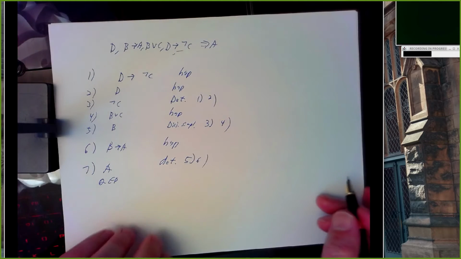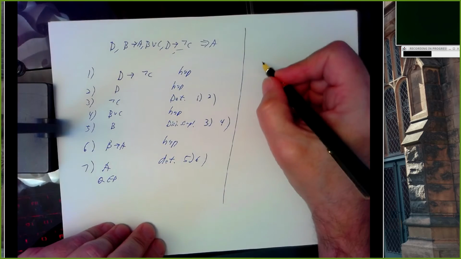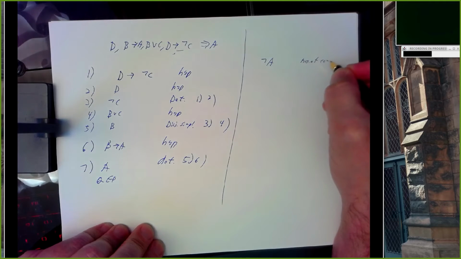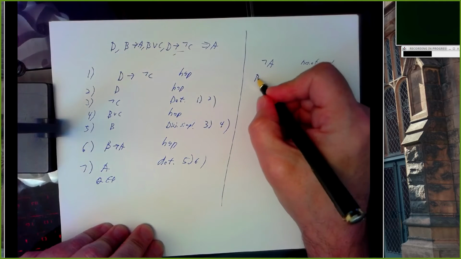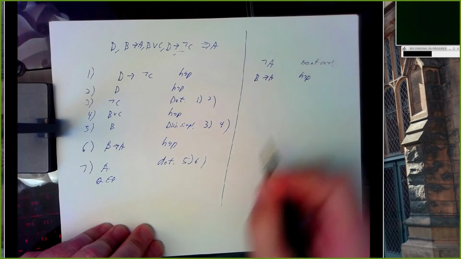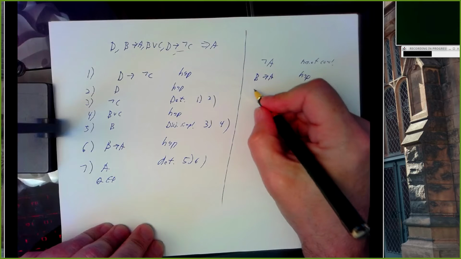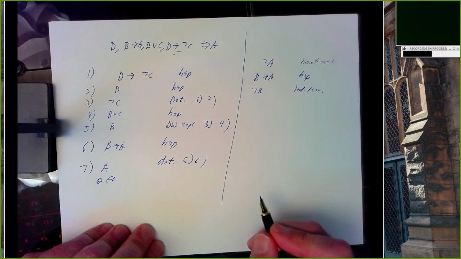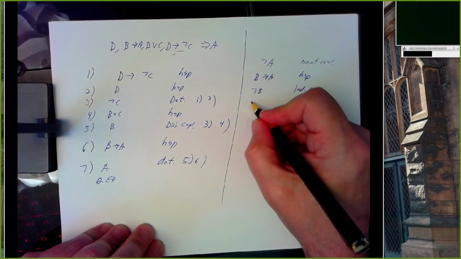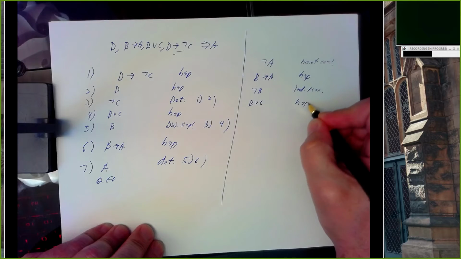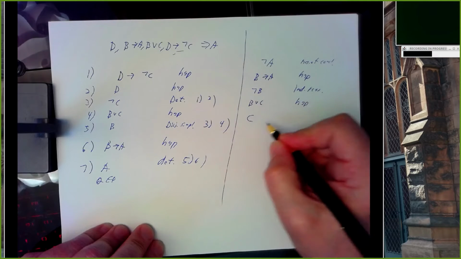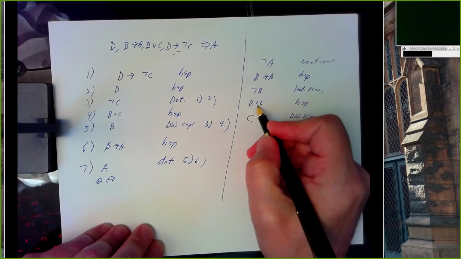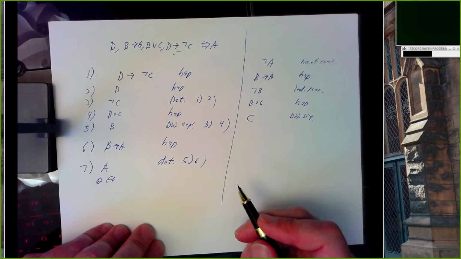If you did an indirect proof, you would assume not A. That's the negation of conclusion. And B implies A is a hypothesis. Well, if B implies A and A is false, that gives us not B. That's indirect reasoning. And we're told B or C. That's a hypothesis. So again, disjunctive simplification tells us C has to be true. Because B or C has to be true, and we just showed B was false.